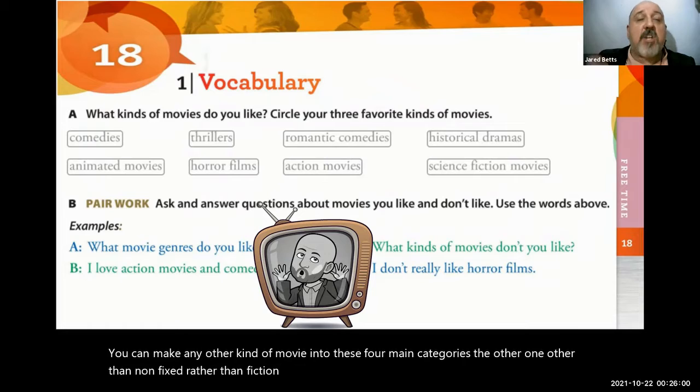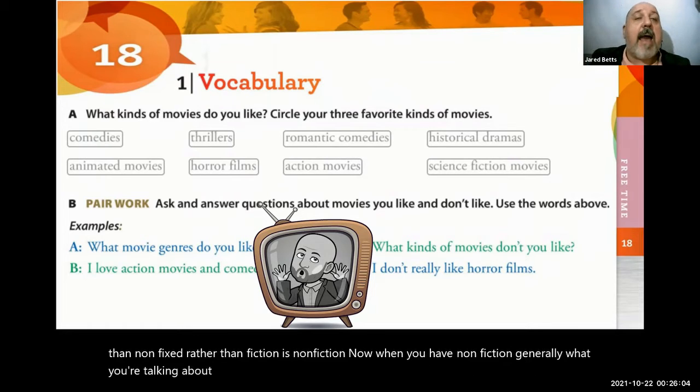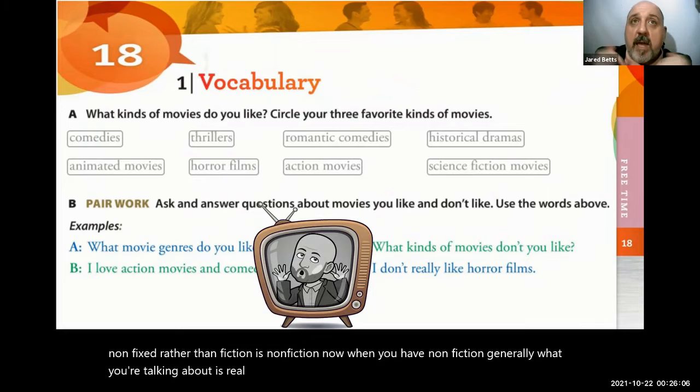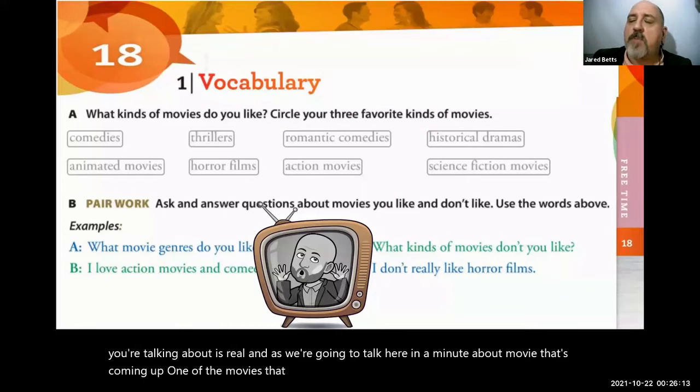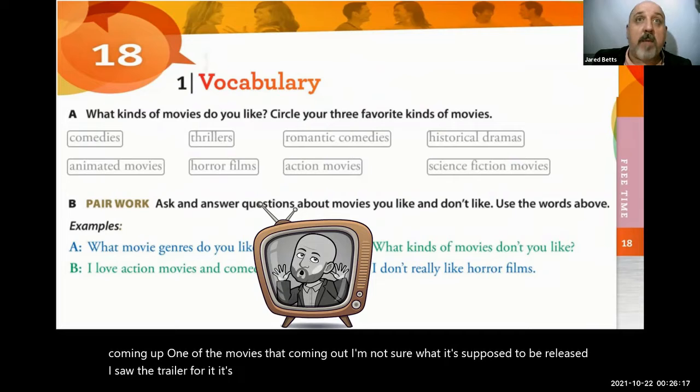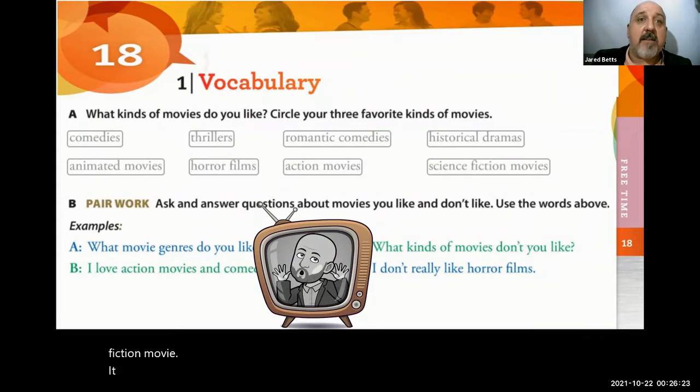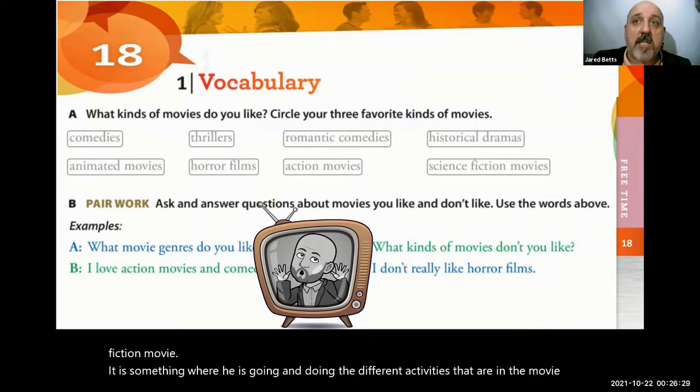Now, when you have nonfiction, generally what you're talking about is real. And as we're going to talk here in a minute about a movie that's coming up, one of the movies that's coming out, I'm not sure when it's supposed to be released. I saw the trailer for it. It's done by Will Smith. It's Welcome to Earth. And that is a nonfiction movie. It is something where he is going and doing the different activities that are in the movie. He's exploring and seeing what the earth is like.